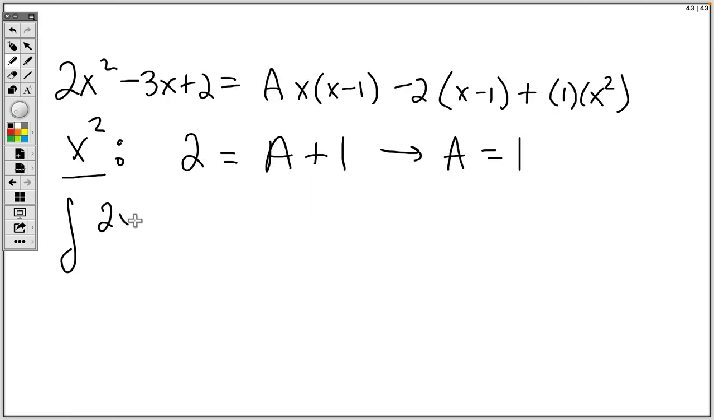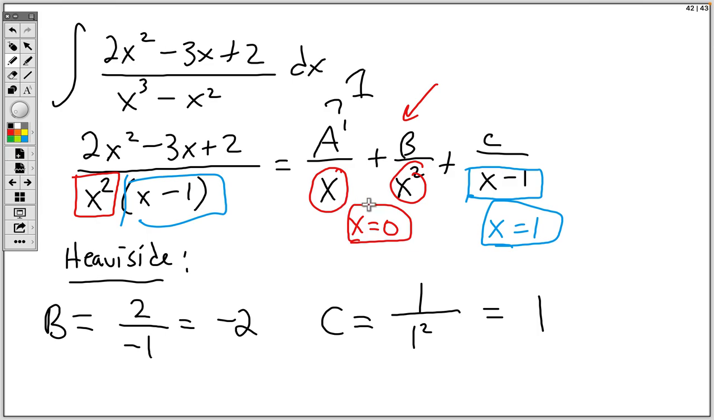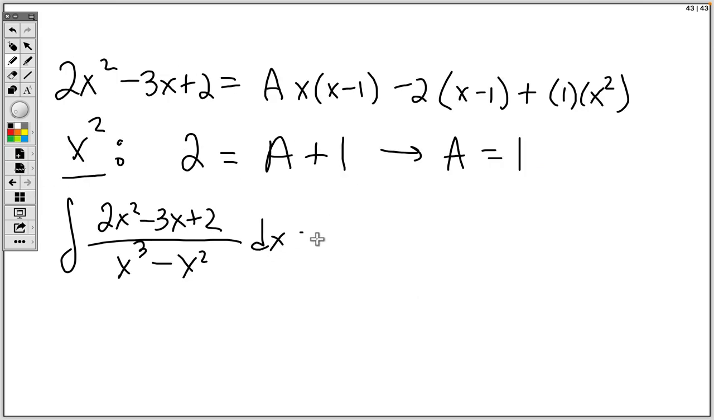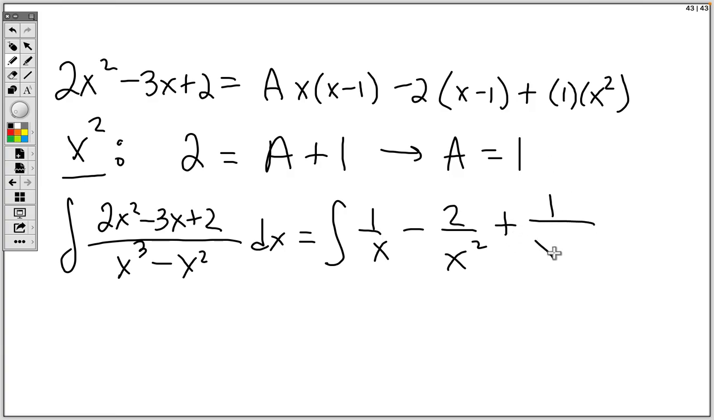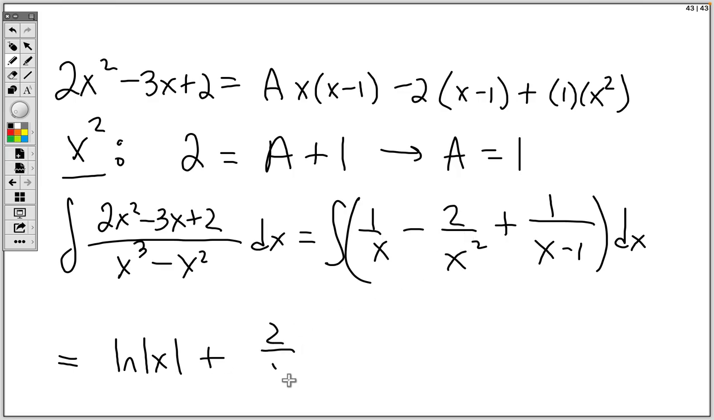So that means that the integral of 2x squared minus 3x plus 2 over x cubed minus x squared dx, which was my original integral, is equal to the integral of a over x, which is 1 over x, plus b over x squared, minus 2 over x squared, plus c, 1 over x minus 1 dx. So that gives me the natural log absolute value of x. The second one is a straight-up power rule. That gives me plus 2 over x, plus natural log absolute value x minus 1, plus c.